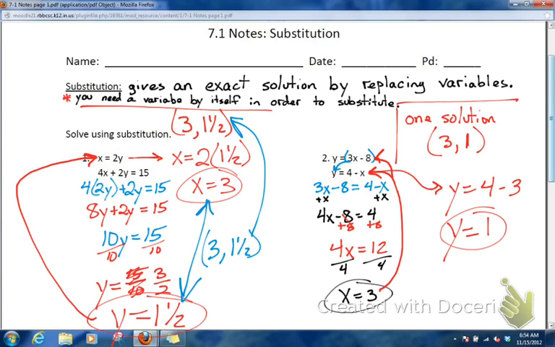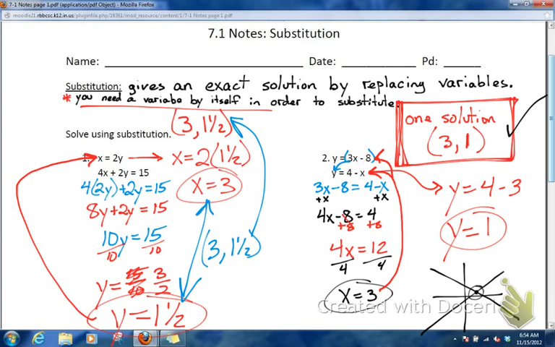So again, this is your solution. This system of equations has one solution. If we were to graph the two lines, which we're not graphing right now, they would cross at 3 comma 1, the ordered pair that they cross at. And we got that without graphing by just solving it algebraically.